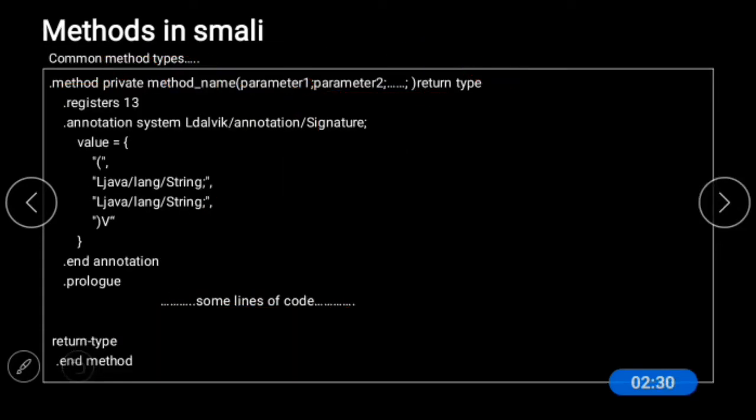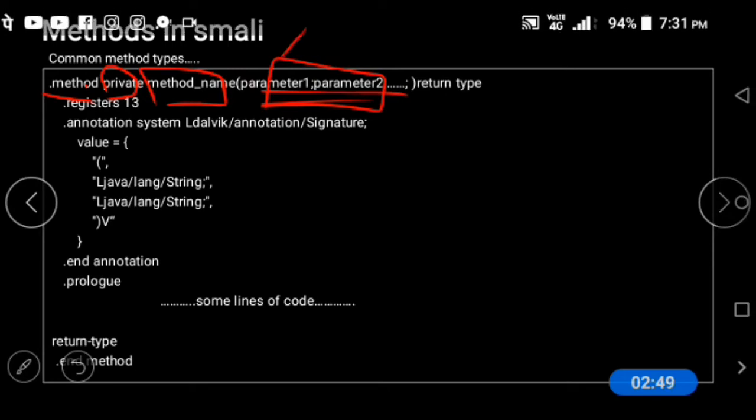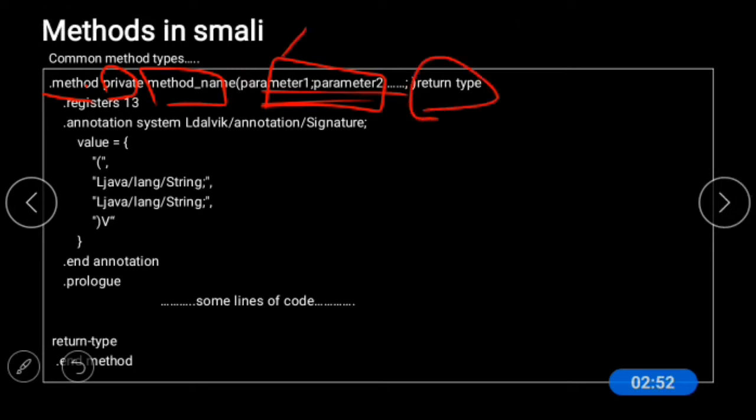Now you can see the basic structure of the method here. First we have method, then the method type, as you can see private, public or static, then the method name, the name of the method, and then the parameters. We can have n number of parameters here, like int, string or anything, and we will have the return type here, that is if it is a return type of integer or character or anything like that. So this is a clear description of methods in Smali.